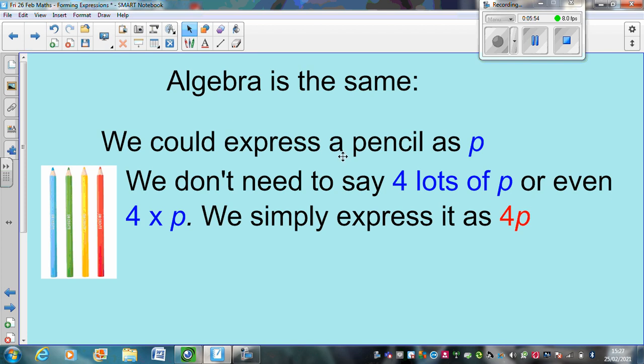So we could express a pencil as P. It doesn't have to be P. It could be any other letter that you like. You could even draw a pencil if you like. So we don't need to say 4 lots of P, or even 4 times P. We simply express it as 4P. And we know what's missing in there is lots of. Okay? So 4P just means 4 lots of P.